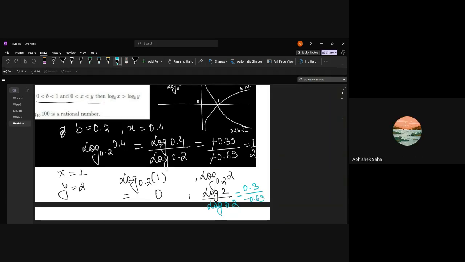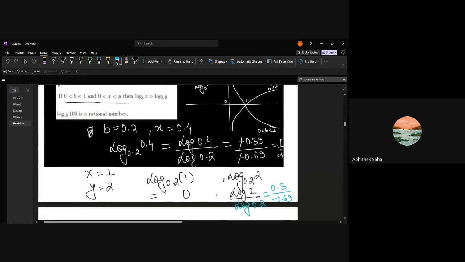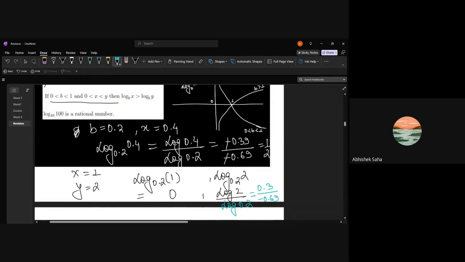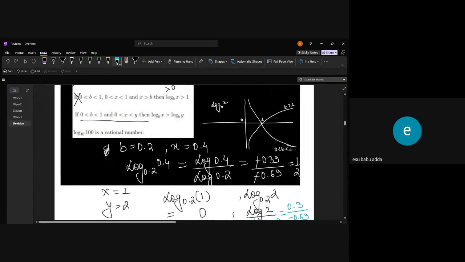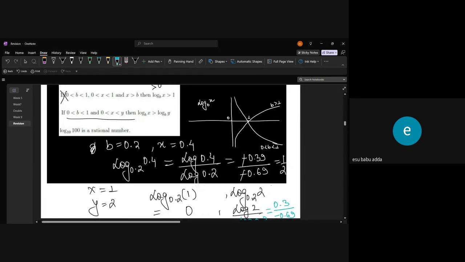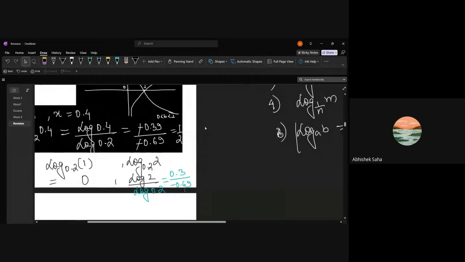So that means this option is coming out to be something negative. So that option is correct, right? 0 greater than negative. Maybe we have chosen the wrong one. So the answer is the option with minus 0.42. Yeah, this option is correct, because we are getting a negative value here.